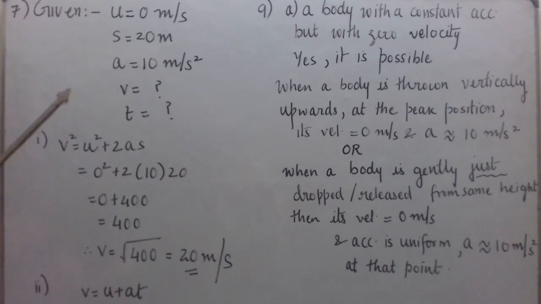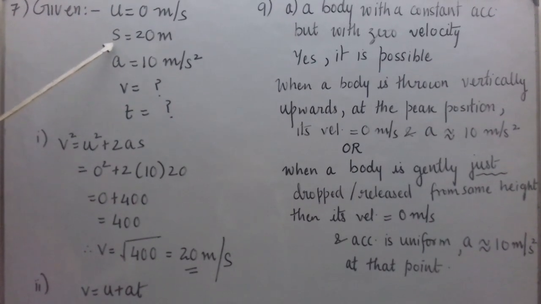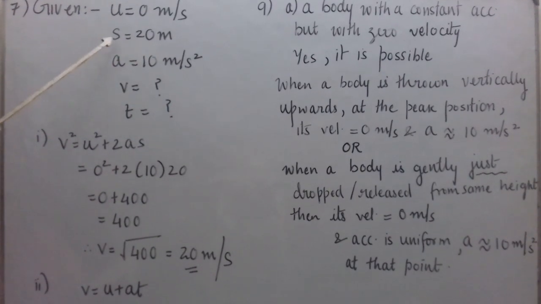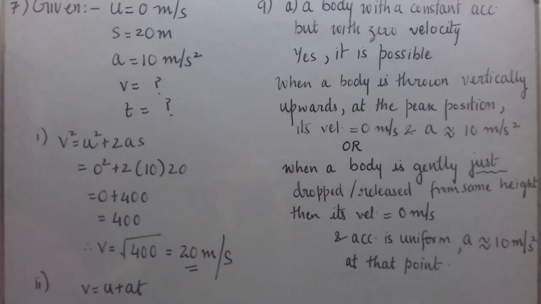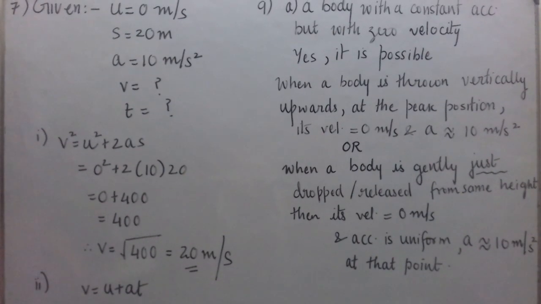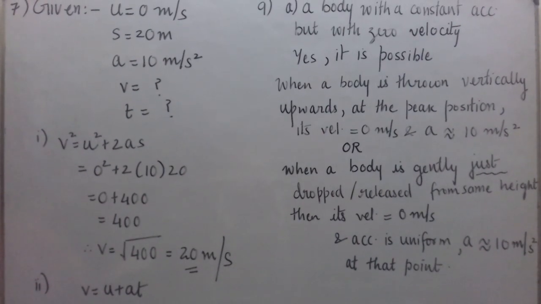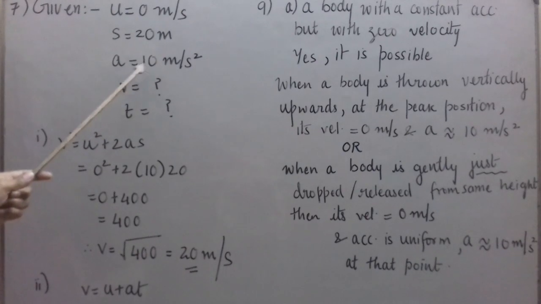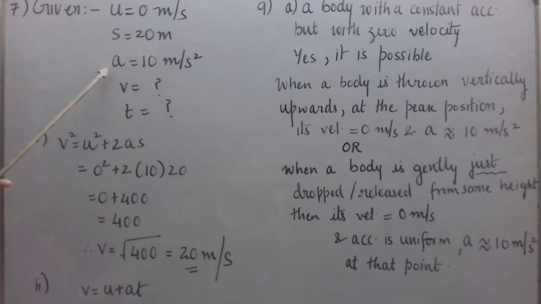So obviously this ball is going to cover the distance or height 20 meter. We'll represent this by s. S is 20 meters. If its velocity increases uniformly, it means it is a case of uniformly accelerated motion, at the rate of 10 meter per second square. So 10 meter per second square is acceleration.